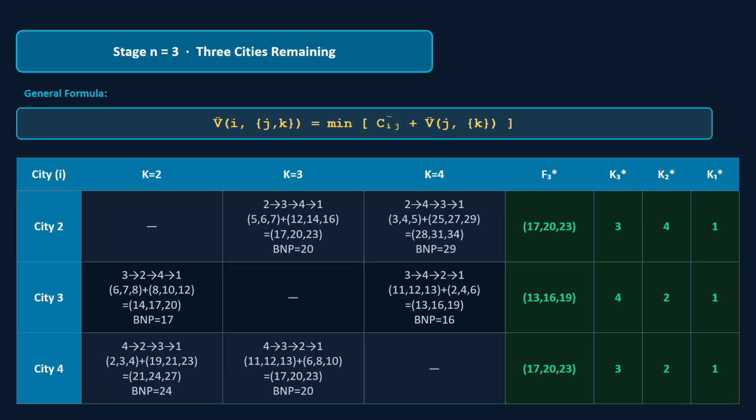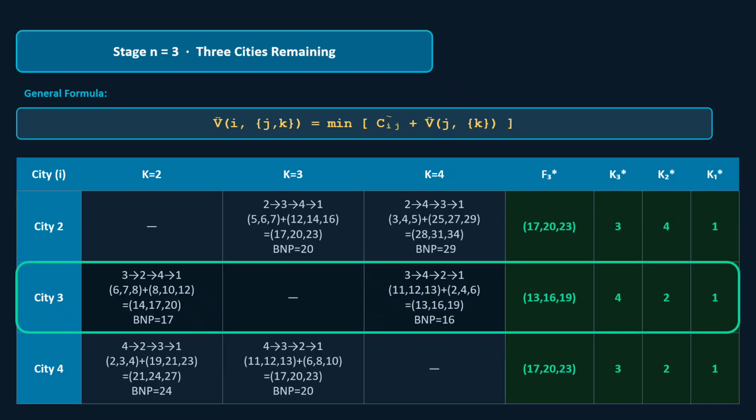Row 2, City 3. 2 possible routes. Route 3 to 2 to 4 to 1. City 3 travels to C2. Cost 6, 7, 8. V of C2 with 4 from the previous stage equals 8, 10, 12. Sum 14, 17, 20. BNP equals 17.